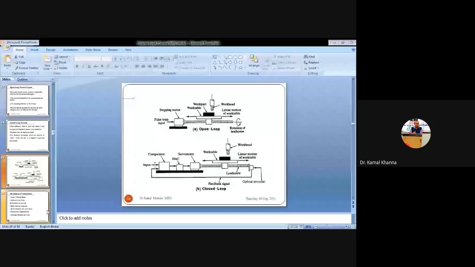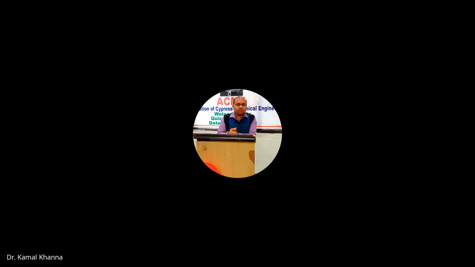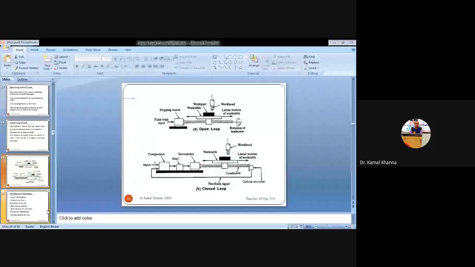You can see from this figure that in the first figure we have the open loop system, and in the second figure we have the closed loop system. In the open loop system we have an input device, which may be this stepping motor, that is the power source, the first element of automated systems. Then we have the rotation of the lead screw on which the work table bed is installed, on which the workpiece is fixed.